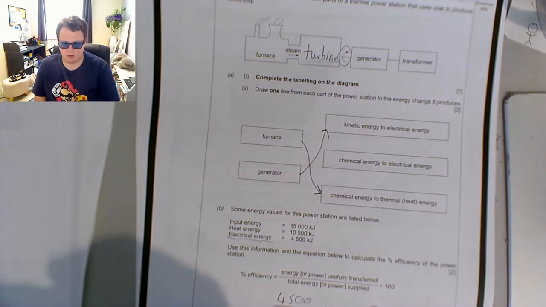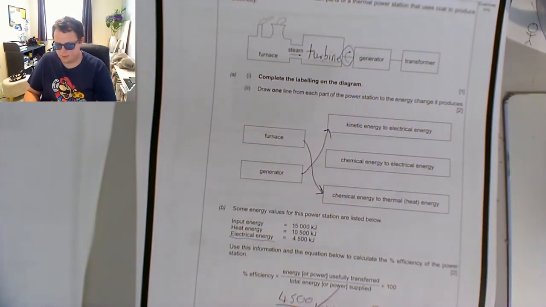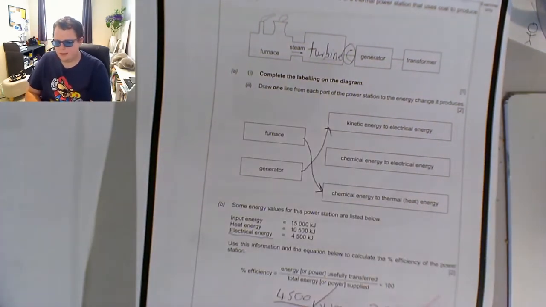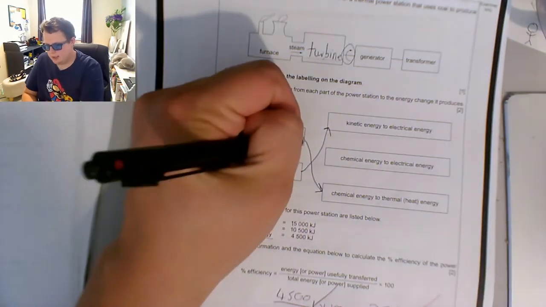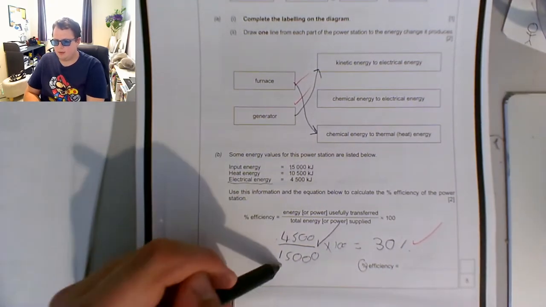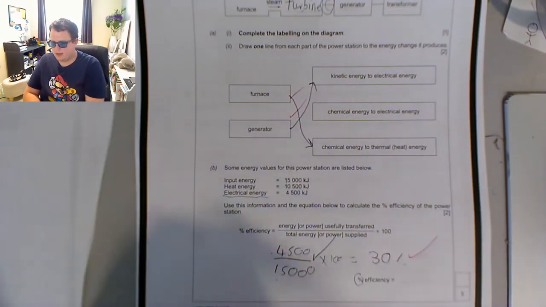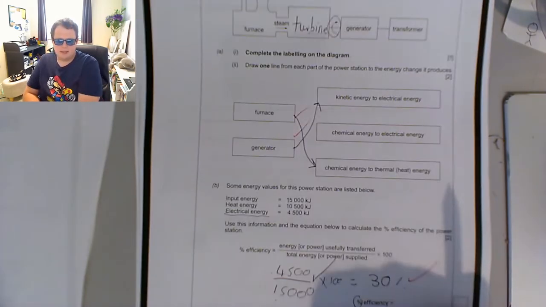2 marks here. 1 is for putting the correct equation. 1 for getting the 30. Likewise here, the 2 marks is just 1 for each arrow. So there's the answer. Useful energy 4,500. Input energy 1,500. Oh, sorry, 15,000. Times by 100 to get our percentage.